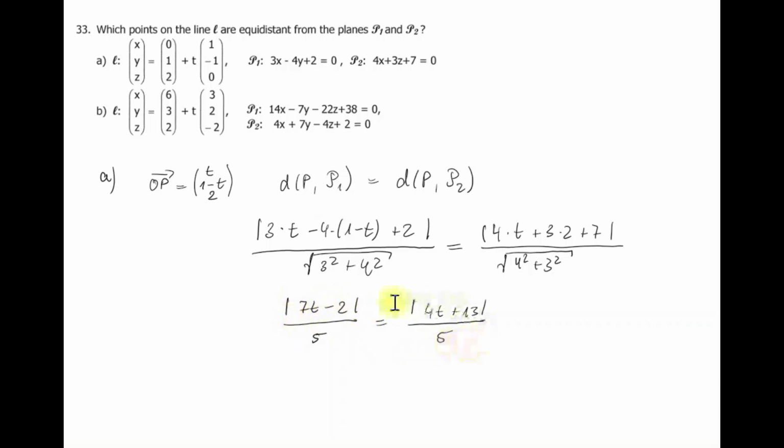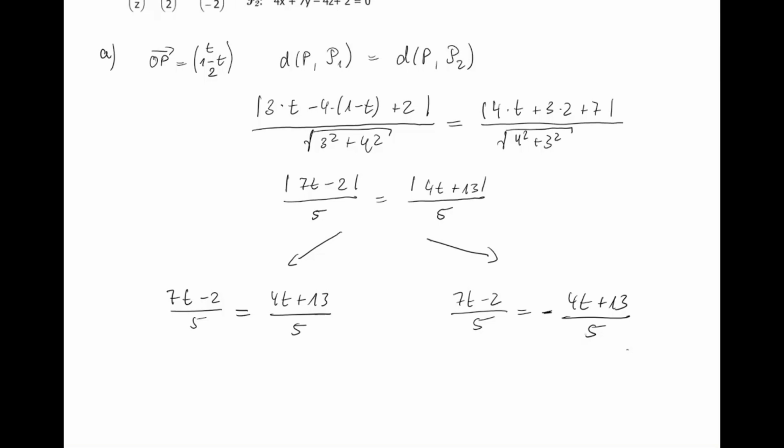I have simplified the equations a little bit, just expanded the brackets and added what could be added, so that's the simpler version. Now the way to go about equations with absolute values is the following. You make a distinction between two cases, and if these two absolute values have to be equal, then either 7t minus 2 has to be exactly the same value as 4t plus 13. That's this case here. I just set them equal without absolute values.